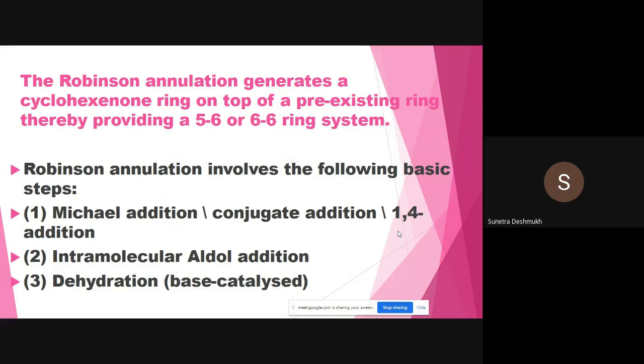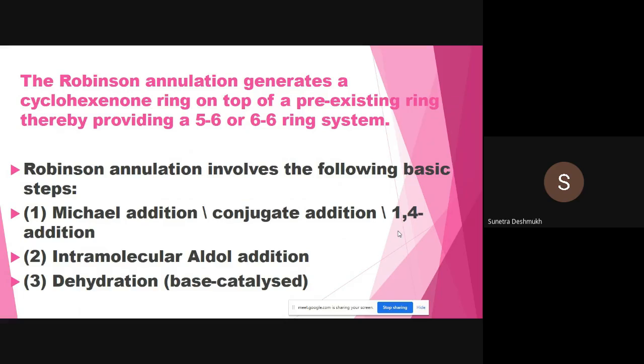Second step is the aldol reaction. It's an intramolecular aldol reaction. And the third step is the dehydration, that is a base catalyzed dehydration reaction. So these are the basic three steps involved in the Robinson annulation reaction. This reaction is very important in organic synthesis, because with the help of this annulation reaction we can generate a new six membered cyclohexanone system.